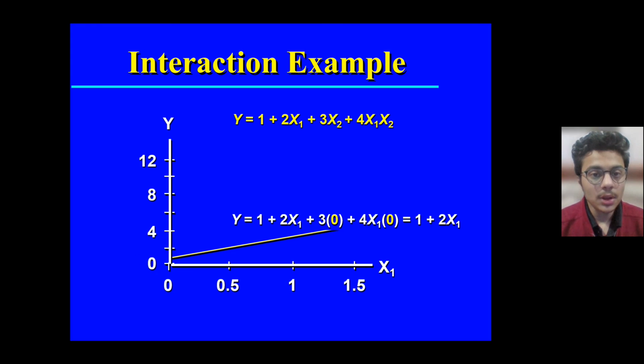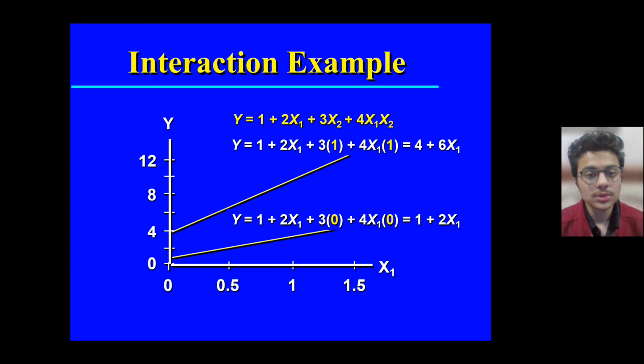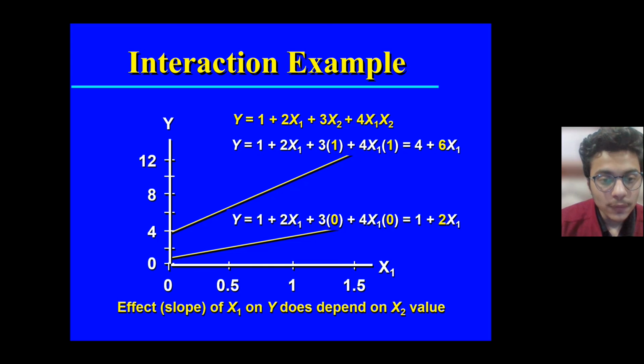This is an interaction example, and this is the equation: y equals 1 plus 2x1 plus 3x2 plus 4x1x2. For x2 equal to 0, this comes out to 1 plus 2x1. For x2 equal to 1, this comes out to 4 plus 6x1. Effect: the slope of x1 on y depends on the x2 value.